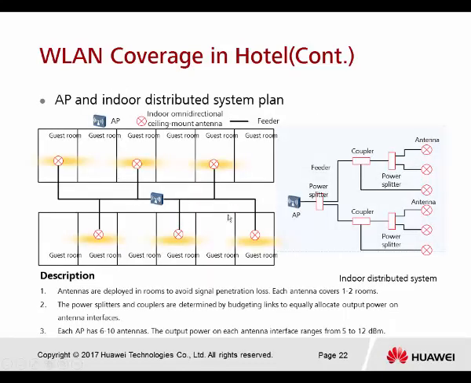So this is how they're actually going to deploy with the distributed AP. So the AP can be located inside the ceiling here, or maybe somewhere else. They're all using the feeder line. Okay, the feeder line connects to the copper, or maybe this is the splitter. Okay, they connect to the splitter and join to the antenna. Okay, so you can use this way to make the full coverage for different rooms.